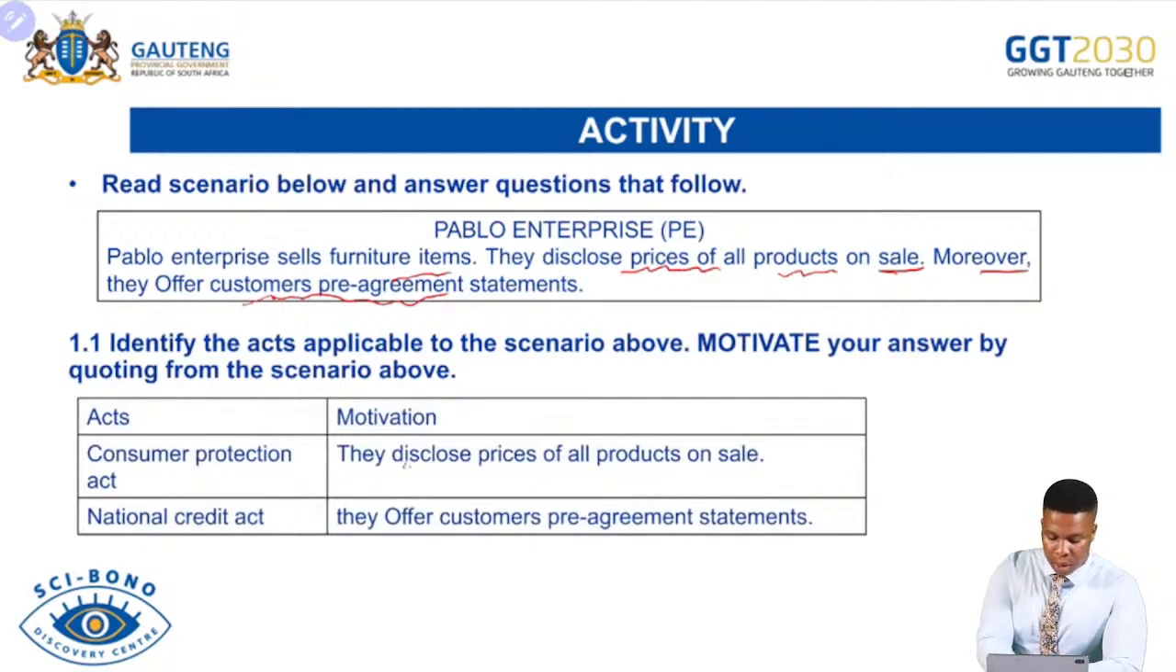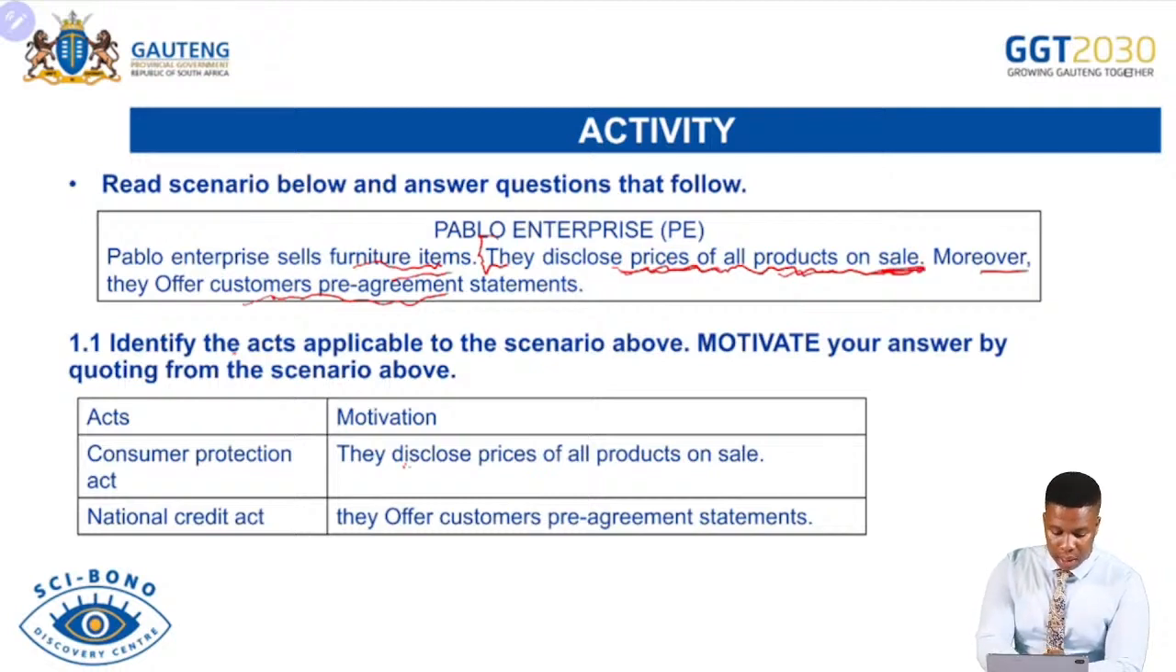Why? Because I wanted to show you the difference, to say sometimes the question is looking for two acts and you should be able to identify the acts using the scenario and how to comply with the act. Because when you're looking into the first part of your scenario, it talks about furniture items, but this one says disclose prices of all products on sale. This has nothing to do with buying goods on credit.